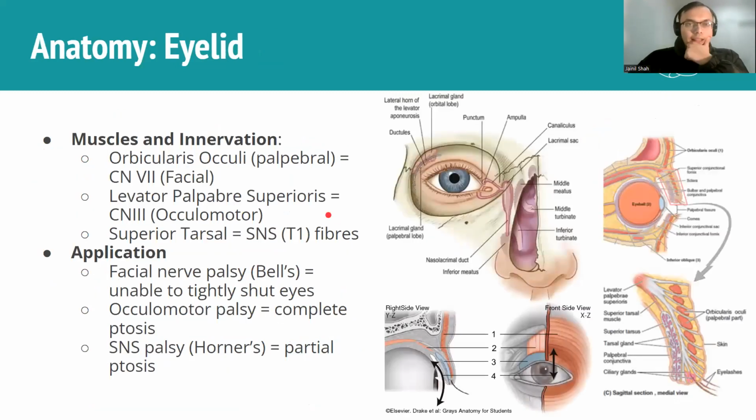Next up, we have the eyelid and its anatomy. It's not too big of a point to cover here. I'm just going to talk about some of the muscles and the innervation of the muscles, focusing more on the clinical context so it's more relevant to you as well.